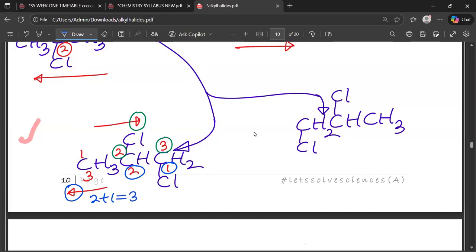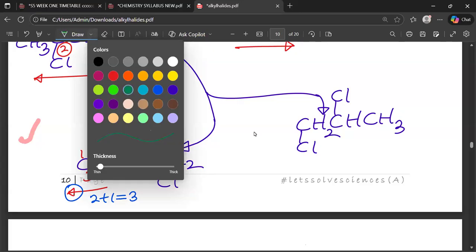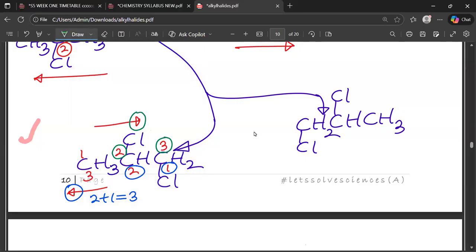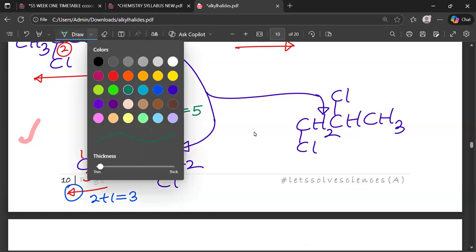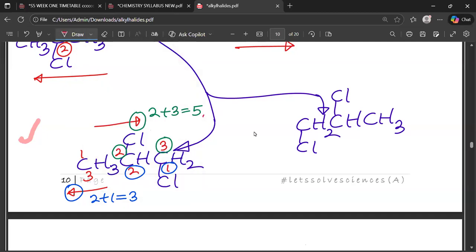Then this direction, the one in green, it is a what? It is a 2 plus 3, which is a 5. And you all know that in nomenclature, we always take on the what? We always take on the lowest possible position. So I'll take this direction of 1 and 2. The same thing here. I'll take this direction because it gives me 1 and 2, which is a 3.